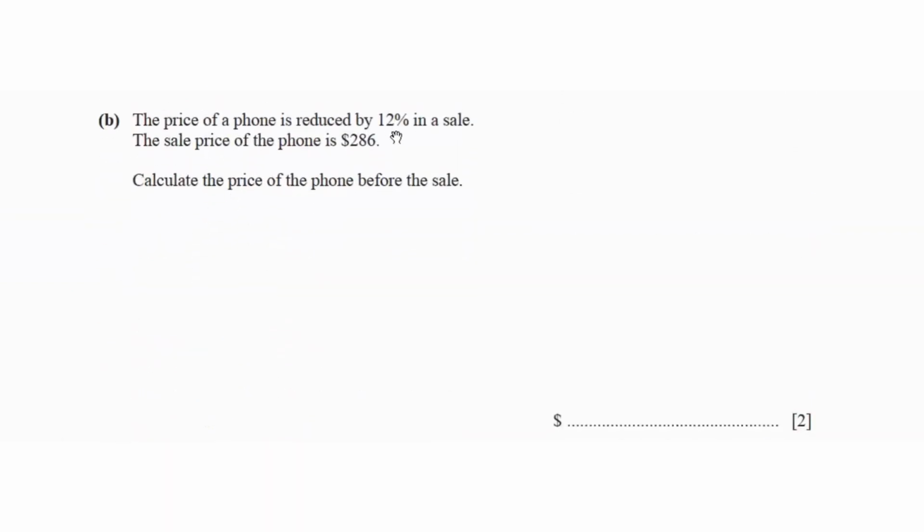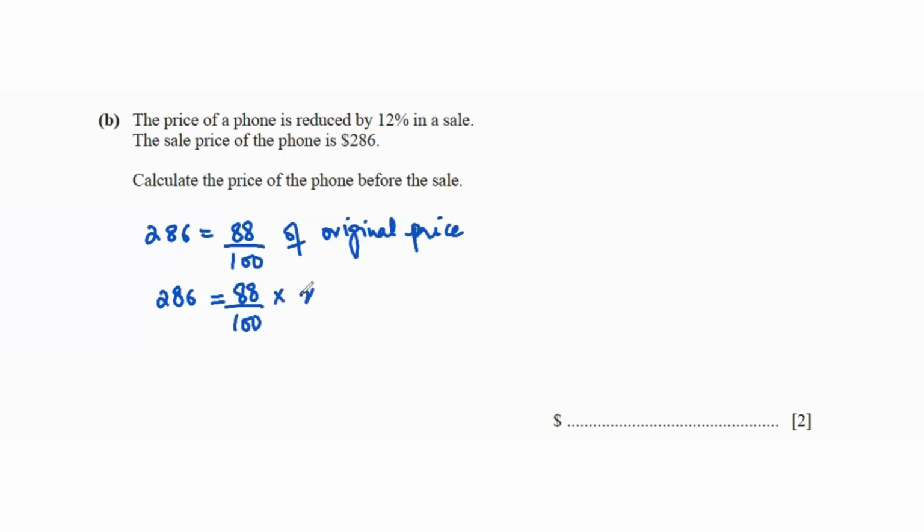Then it says the price of a phone is reduced by 12% in a sale. So the sale price of the phone is $286. You have to calculate the price of the phone before the sale. So if 286 is the sale price and the price has been reduced by 12%, that means 286 is 88% of the original price. So that means 286 equals 88 over 100 times x.